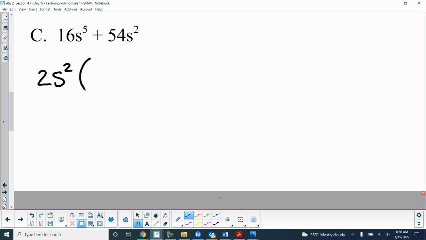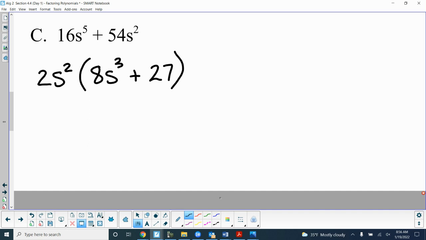So what's 16s to the 5th divided by 2s squared? 8s to the 3rd. What's 54s squared divided by 2s squared? 27. So, are 8s cubed and 27 perfect cubes? Yes, they are.